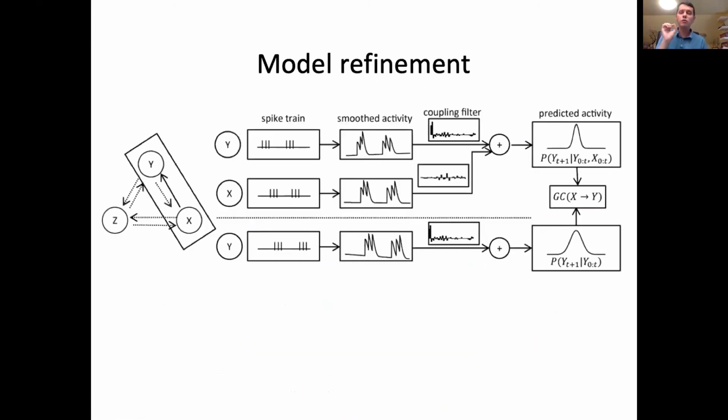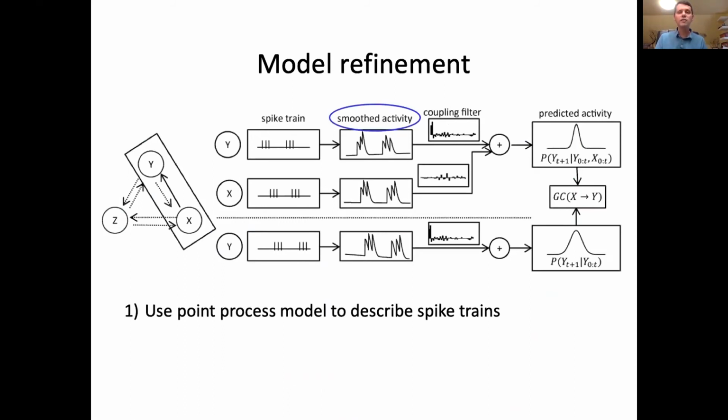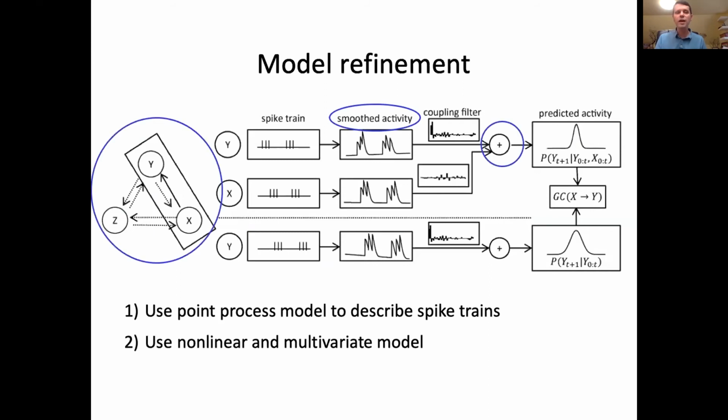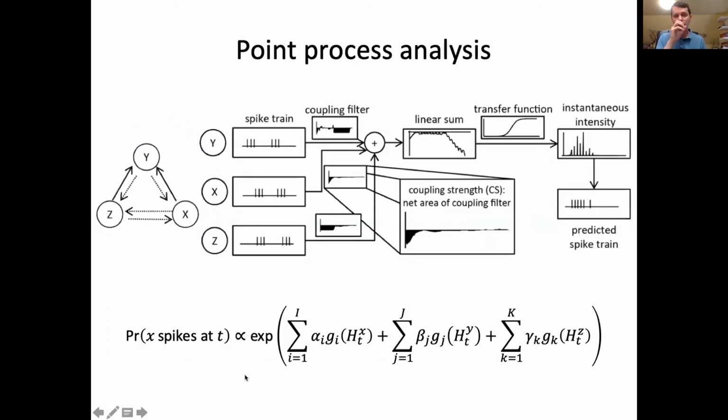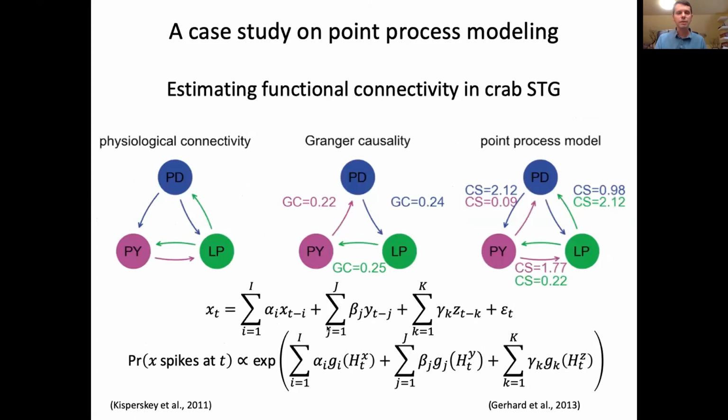And what we did is we just refined the model. We used basic statistical tools to say, instead of using smooth activity, instead of using a linear structure, and instead of just using a statistical significance measure, we actually used the point process data, we allowed for nonlinear relationships, and we cared about physiological significance. Then we end up with a model structure that looks quite similar to this Granger method. And maybe I'll just show the results.